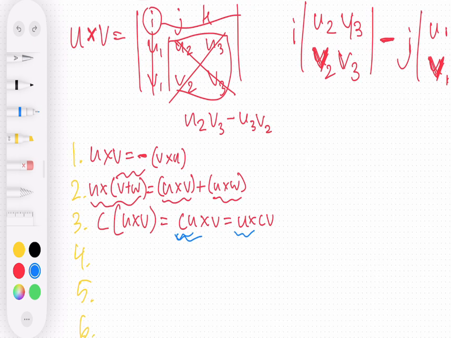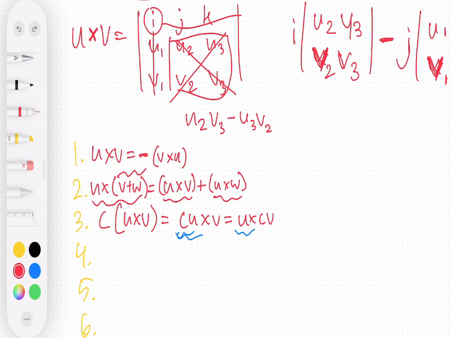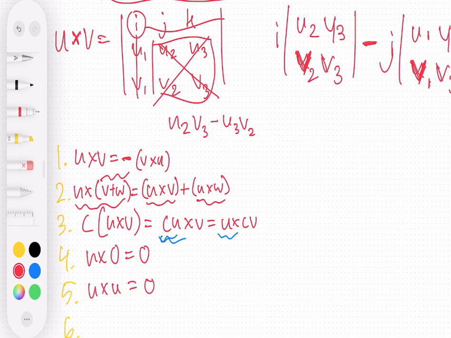All right, and the next one we want to worry about is u cross 0 equals 0, and u cross u equals 0. For these two, we can think about the parallelogram from earlier, right? You can prove these algebraically pretty easily, but I think the easiest way to think about it is, you have this initial vector, and if we have 0, then there's nothing to make a parallelogram out of. And if we just have another vector that's the same, it's like a flat line for the parallelogram, so there's also no area in that parallelogram.